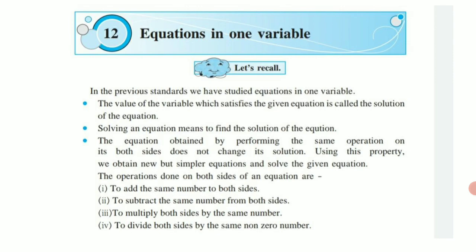Some operations performed on both sides of an equation do not change its solution. Using this property, we obtain a new but simpler equation and solve the given equation. The operations done on both sides of an equation are: first, add the same number to both sides; second, subtract the same number from both sides; third, multiply both sides by the same number; fourth, divide both sides by the same non-zero number.